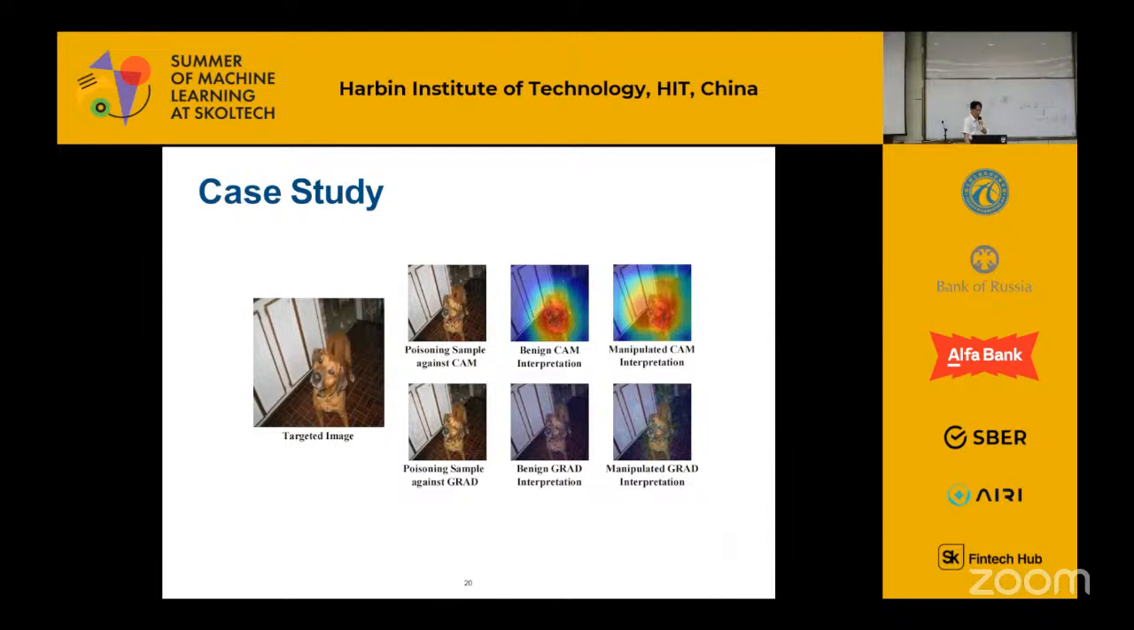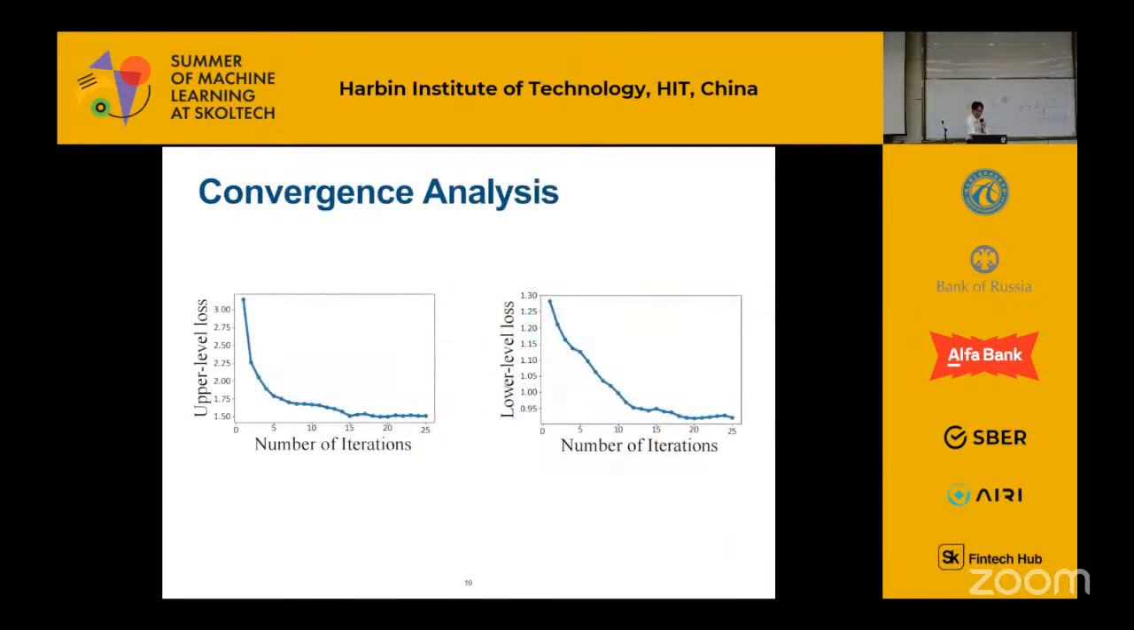Also regarding the Grad interpretation, it becomes totally different. Originally, it focused on the body of the dog, but after the attack, you can see that the interpretation heat map just gets everywhere. For example, on the door of the wardrobe or on the floor. So this means that our model can really destroy the performance of such interpretation methods. And for the convergence, we can see that both the upper level loss and the lower level loss have a very good convergence property, which means that our learning strategy can successfully solve this difficult bi-level optimization problem in a very smooth way.